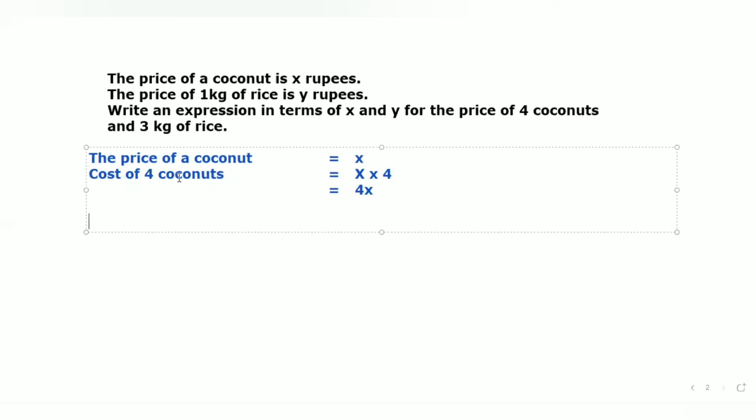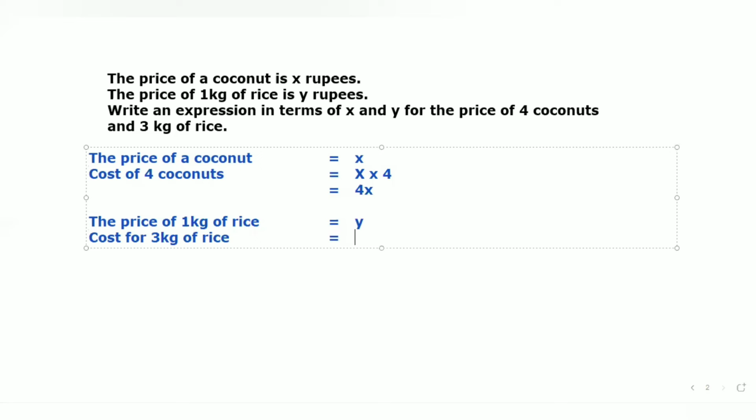Then the price of 1 kilogram of rice, that is Y. Then we need to find the cost for 3 kilograms of rice. We have to multiply Y by 3 to find that. So the price of 3 kilograms of rice we can find out as 3Y, right?